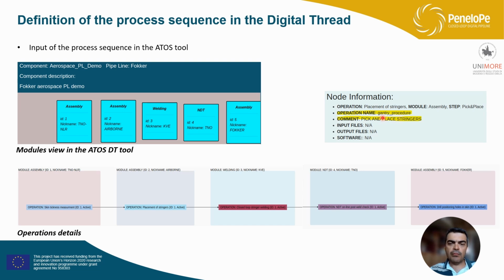That could be gantry procedure if the operation involves the displacement of the gantry, or cobot procedure if it requires the usage of the cobot. And then we have used the comment field to describe what specific type of operation we want to perform. So we have used the fields and the information that a user can input in the Atos tool to convey all the information that is then required by the simulation of the process.